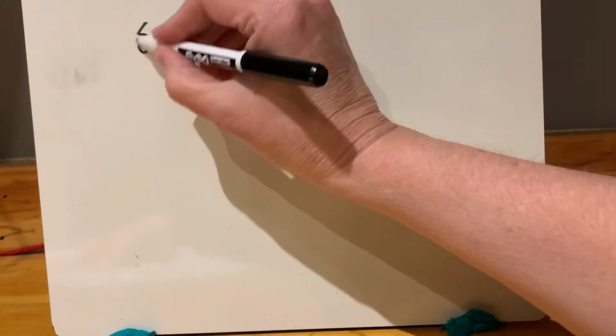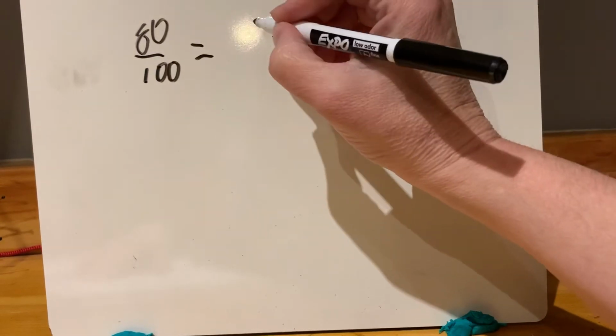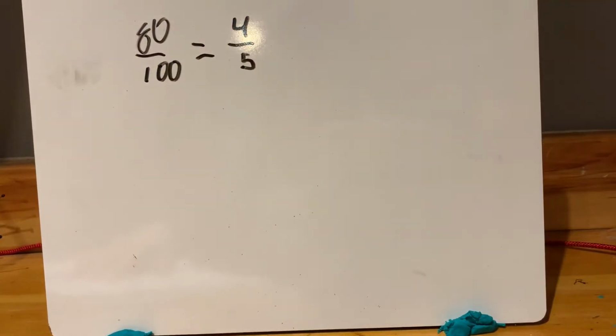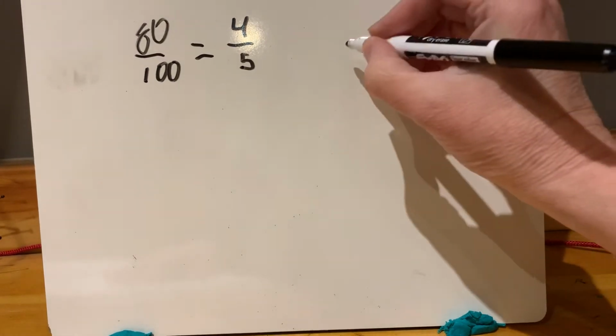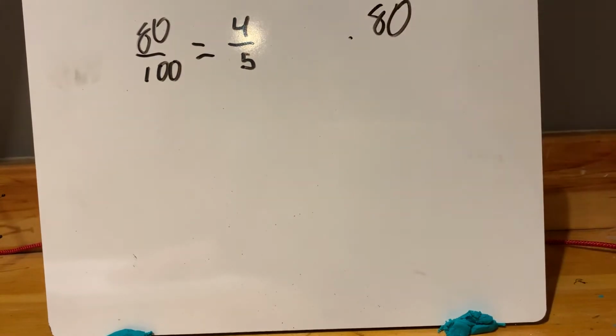Now we may change 80% to a fraction, which would be 80 over 100, and that equals 4/5. Or a decimal, which would equal 0.80.